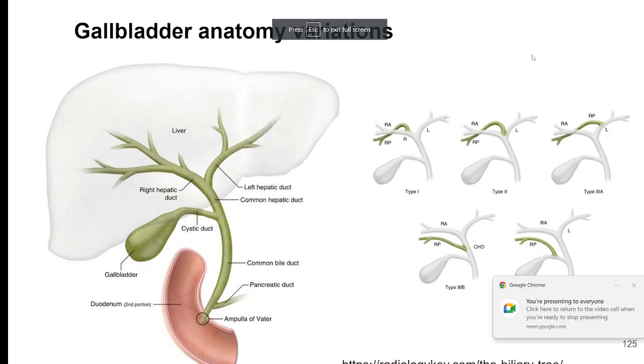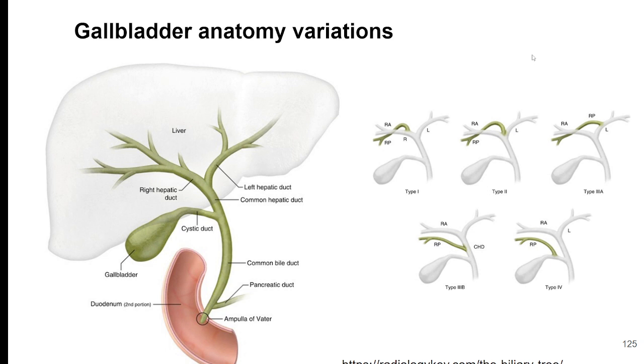Next is about gallbladder pathology. Now, the conventional anatomy of the gallbladder, I think you know very well. It's just below the liver, and its function is to collect the bile and then concentrate it. But there are a lot of anatomical variations. More than 40 varieties of anatomical variations are recorded.